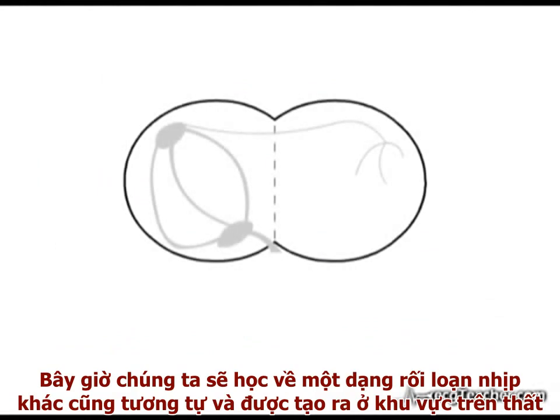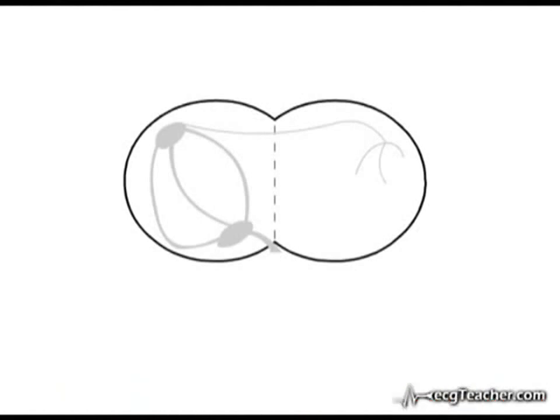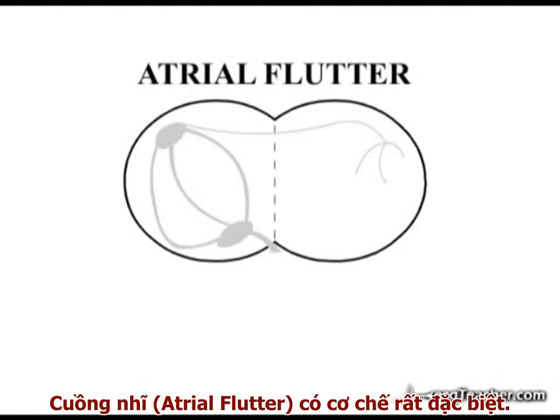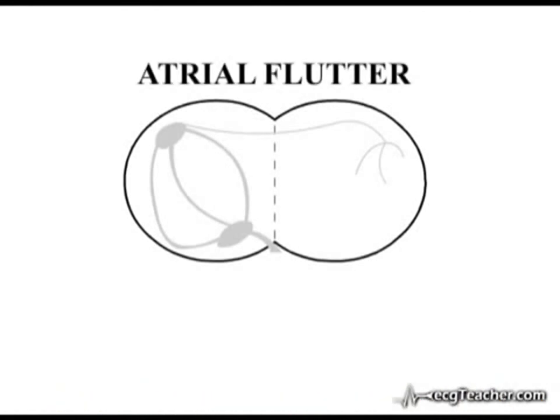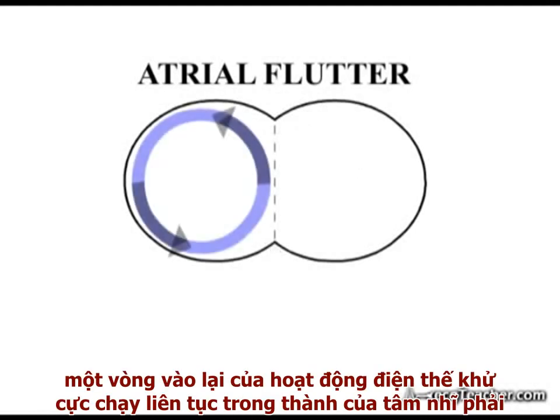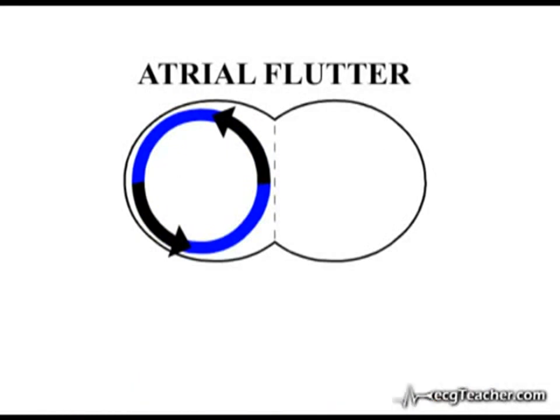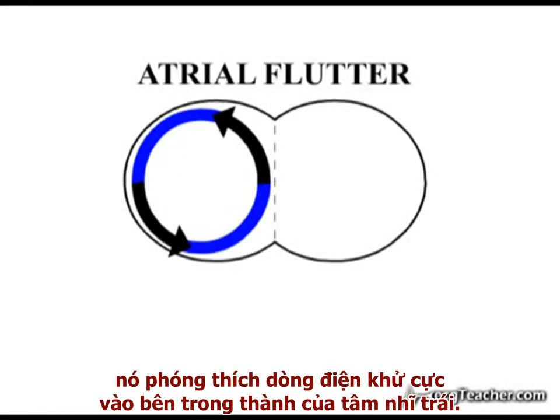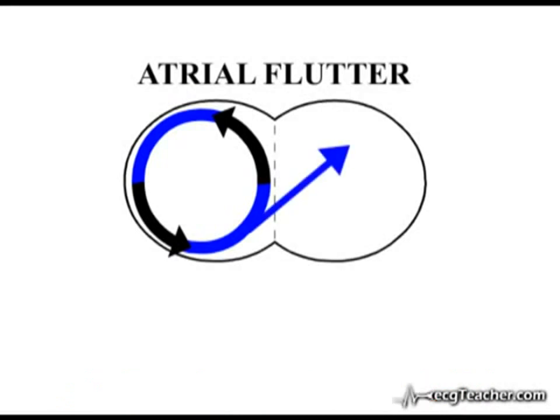We will now study a related arrhythmia generated in the supraventricular region. Atrial flutter arises by a very specific mechanism. In this arrhythmia, a loop of depolarizing activity circulates constantly within the walls of a diseased right atrium, discharging depolarizing current into the left atrium.